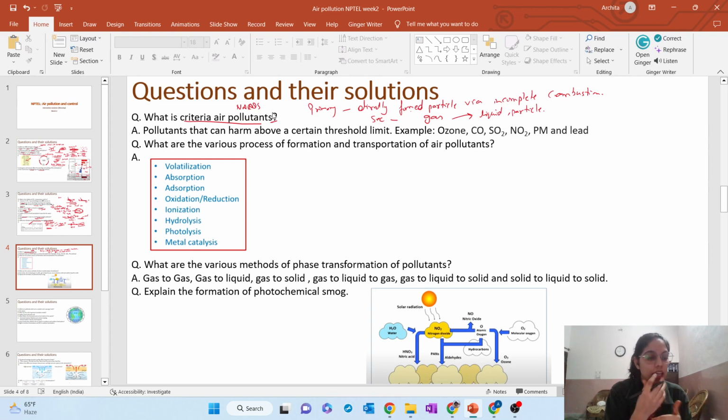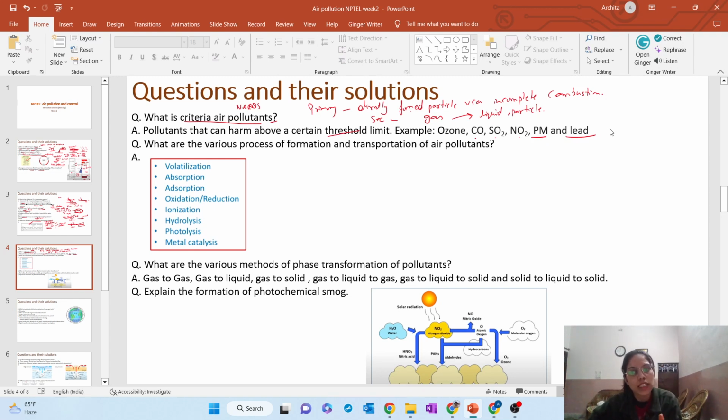Let's say in a rural region, particulate matter concentration is 2 microgram per meter cube. That concentration is very low, but if it becomes 100, 120, or 200 microgram, then it goes beyond the threshold limit and becomes harmful. Of these criteria pollutants, 6 are major. There are others also, but the major ones are ozone, carbon monoxide, sulfate, nitrate, particulate matter, and lead.